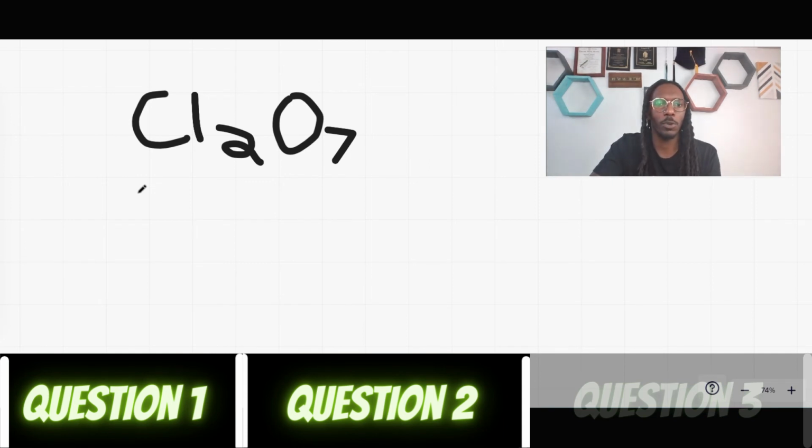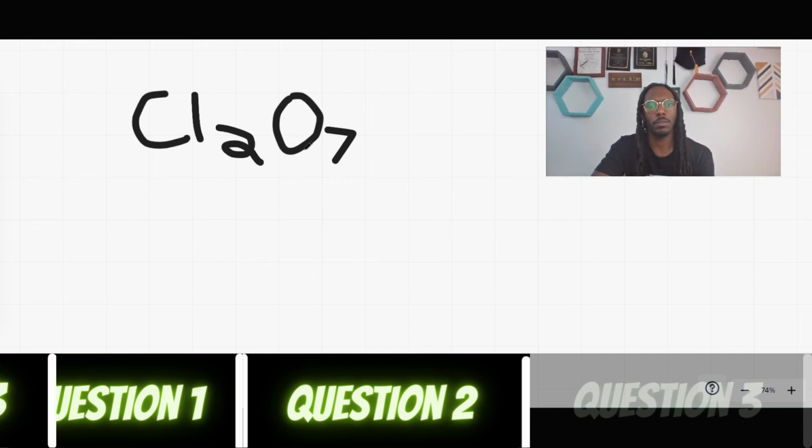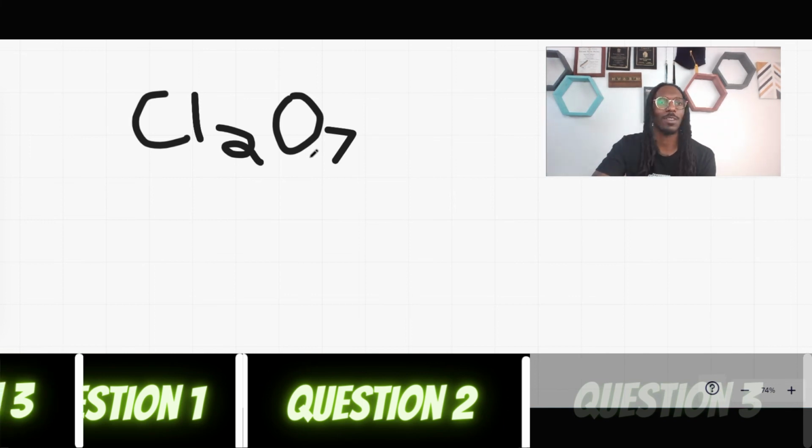Cl2O7. What are we thinking here? How are we going to name this compound? A couple of different things you have to go through your mind here. First, you need to figure out if this is an ionic compound or a molecular compound. Ionic compounds, remember, are between a metal and a nonmetal. So is chlorine a metal? No, it's a nonmetal. Is oxygen a metal? No, it's a nonmetal.